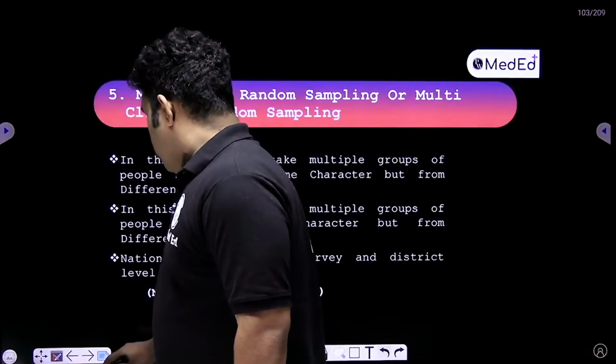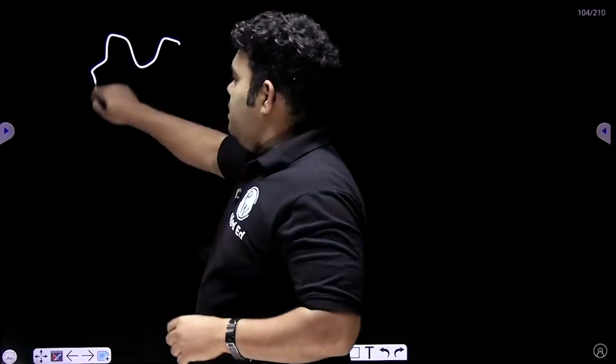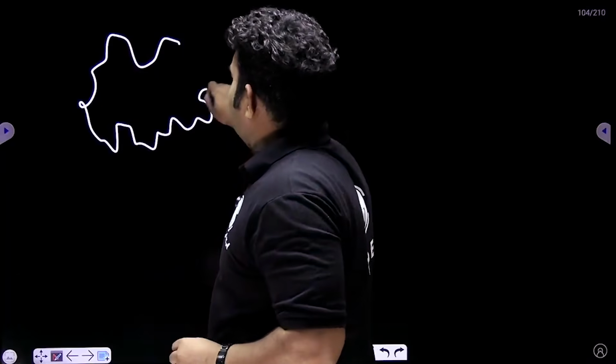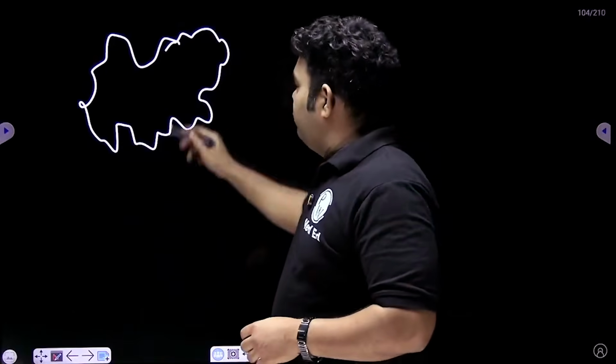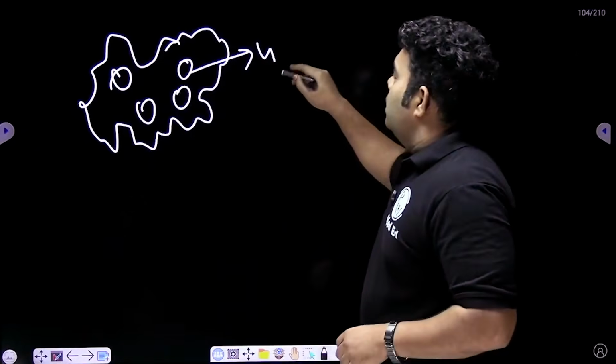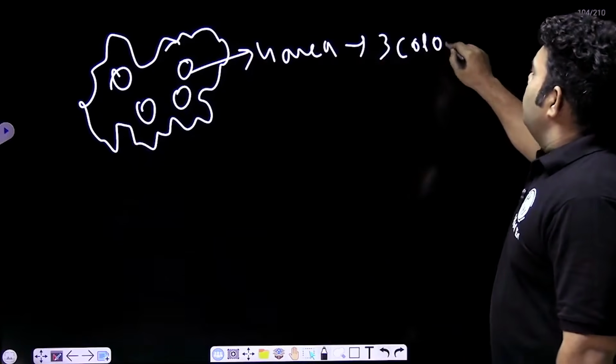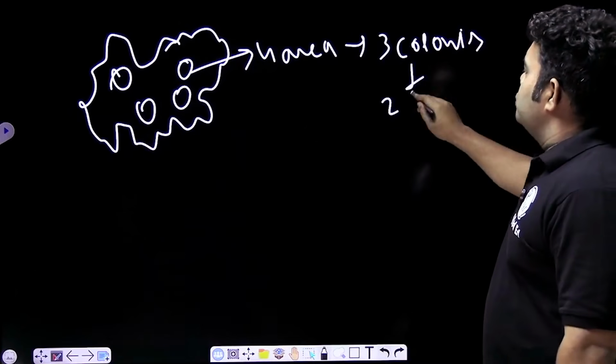Suppose I want to do a survey in Delhi on how many students in 11th and 12th class are smoking ganja, marijuana. So draw any amoeba, it will become Delhi. I choose 4 areas in Delhi. From each area, I choose 3 colonies. From each colony, I choose 2 schools.